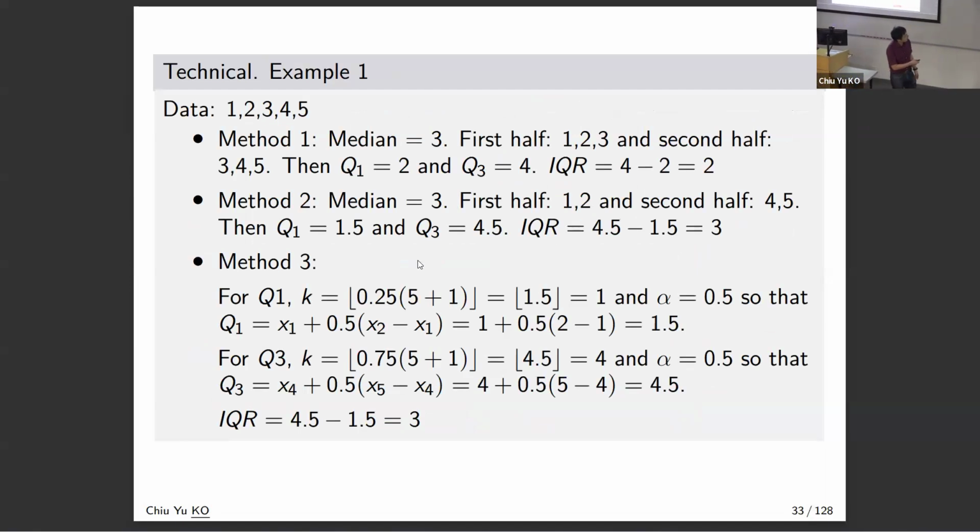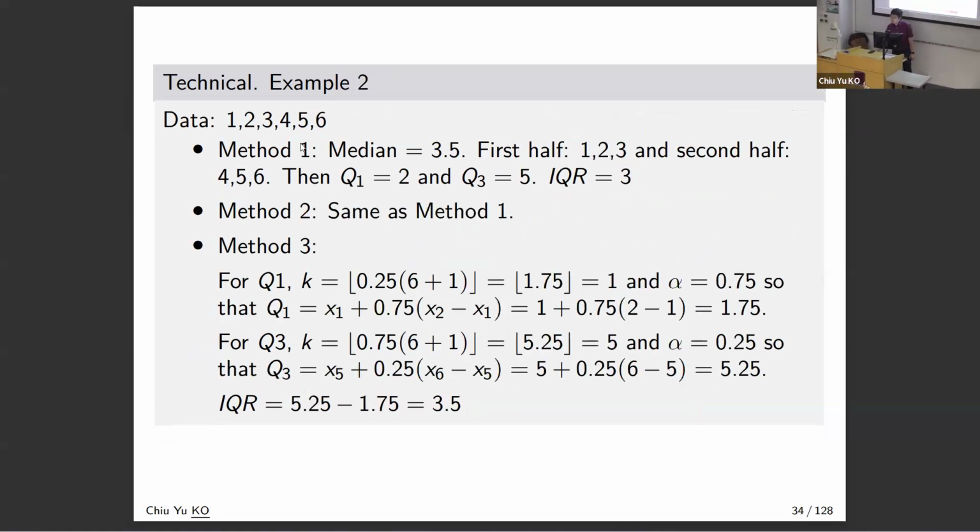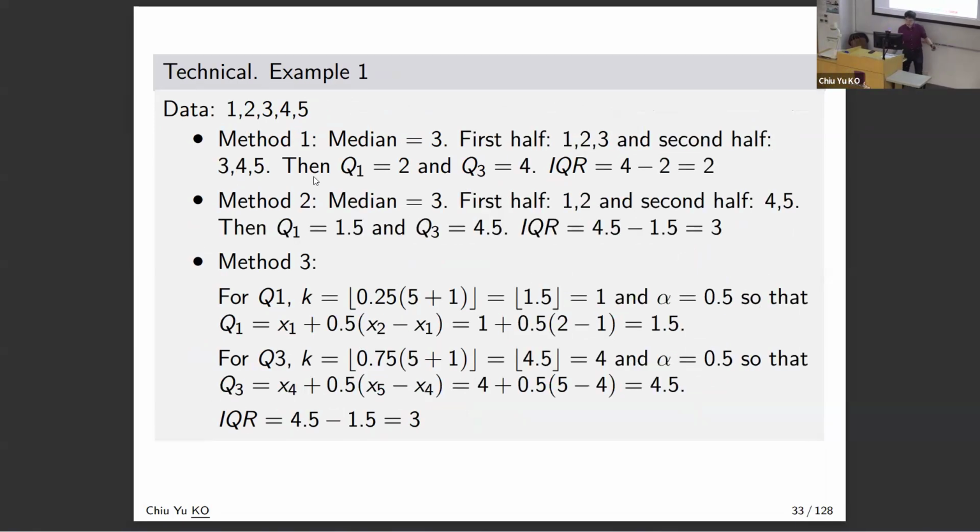So in example 1, you have an odd number of observations, and the coming example will have even numbers. So let's see how the methods are different. When you have 1, 2, 3, 4, 5, the median is 3, naturally. Method 1 will tell you the first half is 1, 2, 3. But method 2 will forget about 3, just 1 and 2. Whether you include this 3 will make a difference.